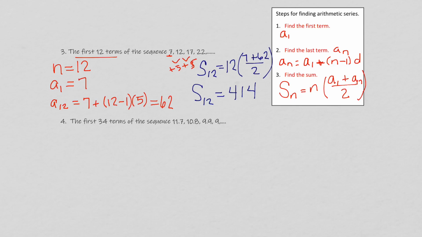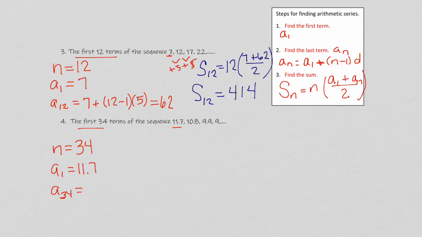All right, so we have one more to look at. This time we're going to find the 34th term, so my n is going to equal 34. My sequence is 11.7, 10.8, 9.99. So my a sub 1 that I can find here is 11.7. That's my first term. But what I don't have is the 34th term. So I might have counted out to the 12th term, I'm probably not going to count out to the 34th term. So using my formula will help me out a lot.